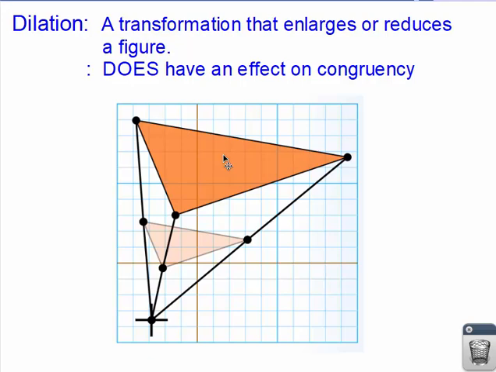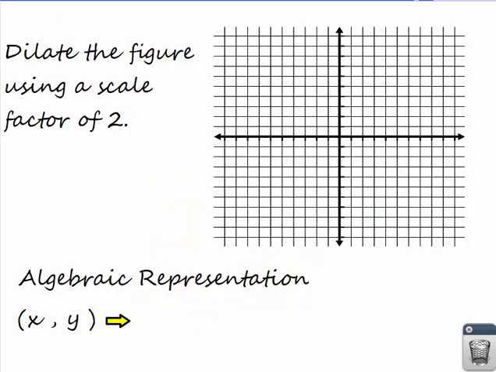Does it have an impact on orientation? No, it doesn't, because this point is on the top left. Its corresponding point in the new figure is also on the top left, so it doesn't have an impact on orientation. So let's find out how to actually perform a dilation.